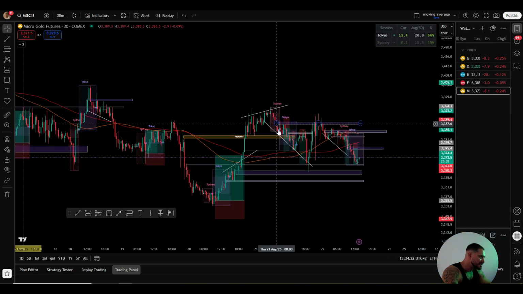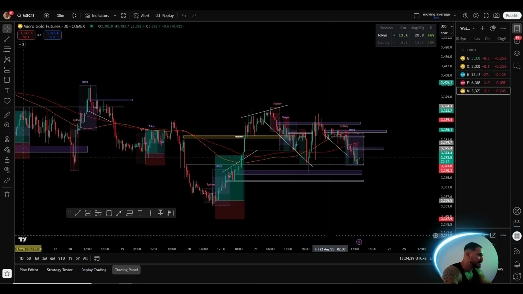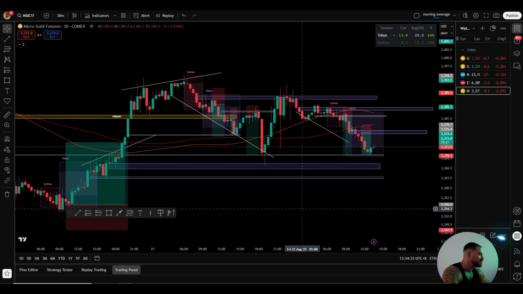Again, Sydney session, Asia pushes up and it starts to reject. We sell. This is a trade that I took yesterday and it pushes into the EMA. Okay, and then we formed a wedge. And these are the last 2 days I want to show you. So this is Thursday and today.